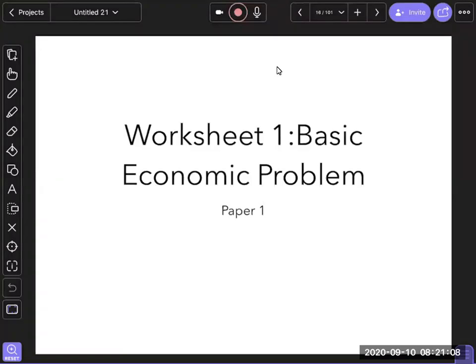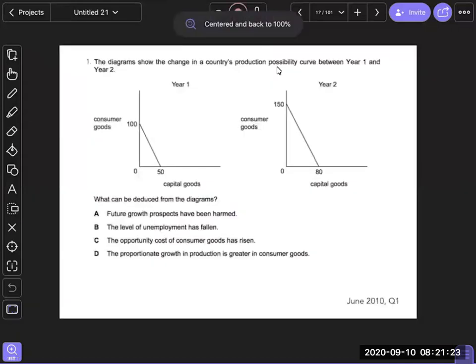So today's discussion is going to be on the basic economic problems. We're going to be discussing the various MCQs, and it will help us revise the discussion that we've had so far. Let's look at the first question.